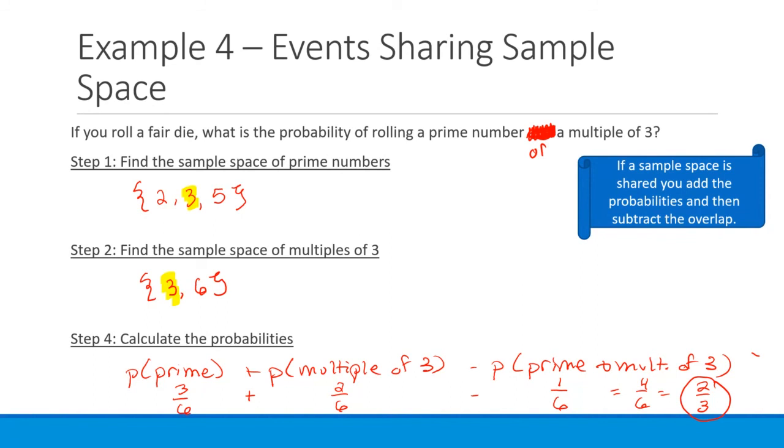Or a multiple of 3 is going to be 2 out of 3. If you wanted a prime number and a multiple of 3, that's 1 out of 6 because there's only one that fits in both. So you do have to pay attention to whether it says or and. Make sure that you type it correctly for what you want. I wrote and instead of or, but that actually makes a big difference because and means it has to be both, or means it could be one or the other. And so you could possibly double count there.